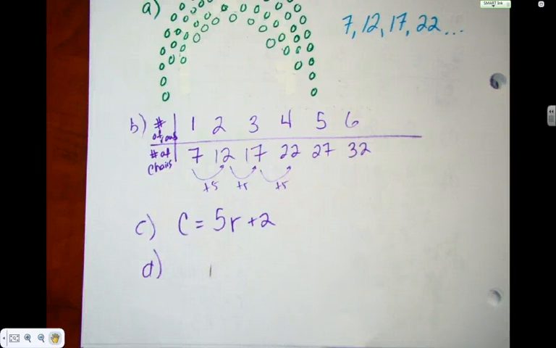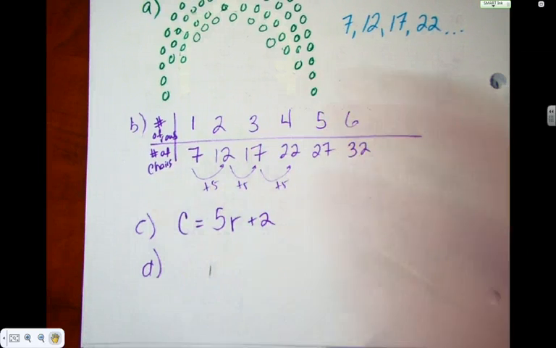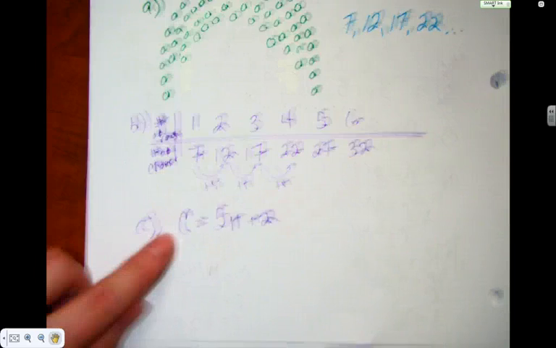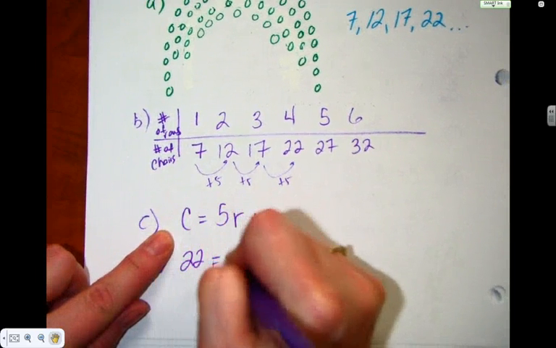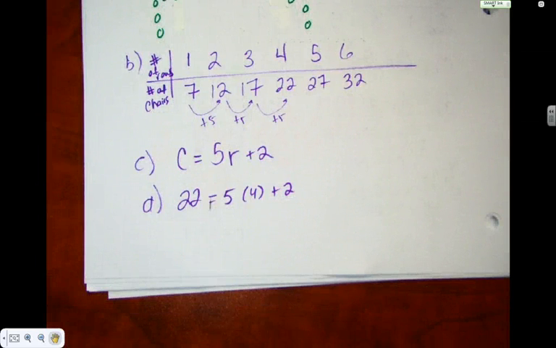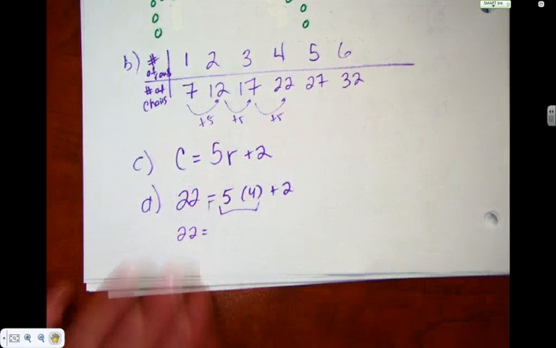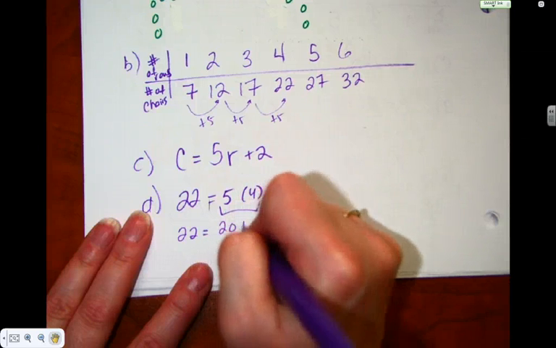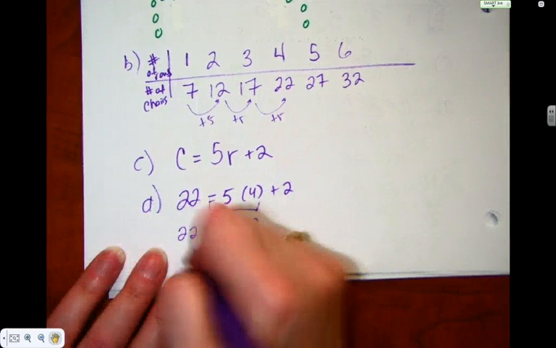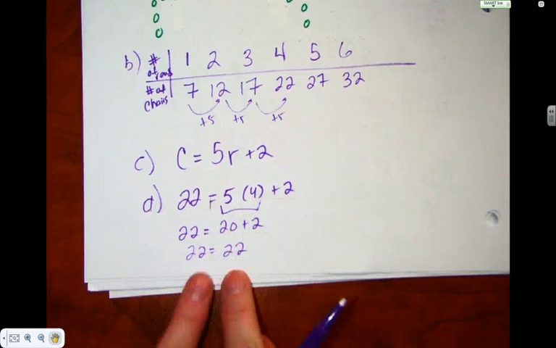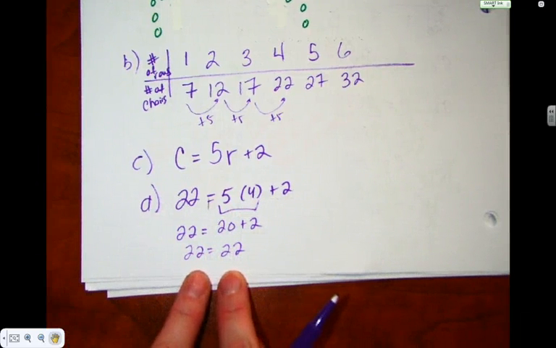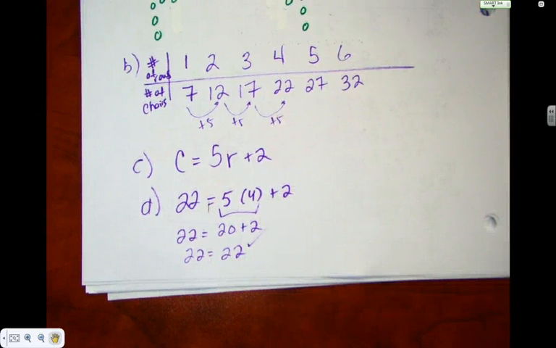D, verify there are 22 chairs in the 4th row. So it's great the table has told us, but let's actually verify. How do we verify? We just sub in. So number of chairs is 22. We want to indeed check that that's the 4th row. Multiplication first or addition first? Multiplication first. 5 times 4. 20 plus 2. What does this mean when you get 22 equals 22? It means you verified. Check, we're done. Yep, we proved it.